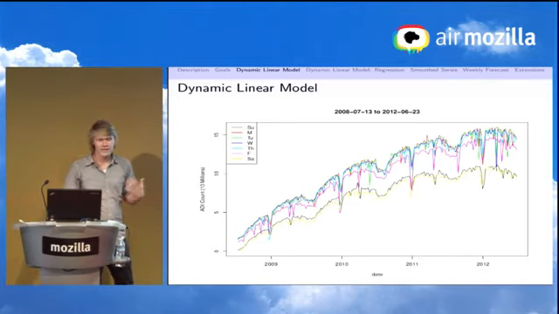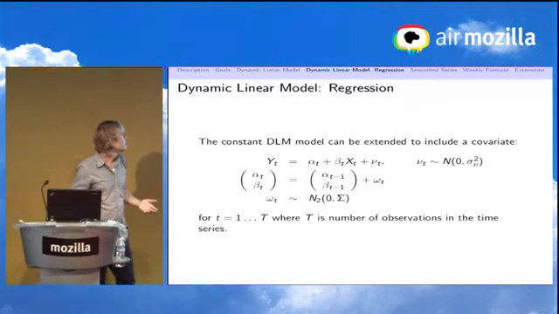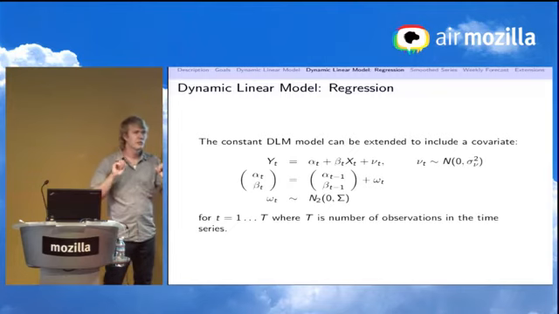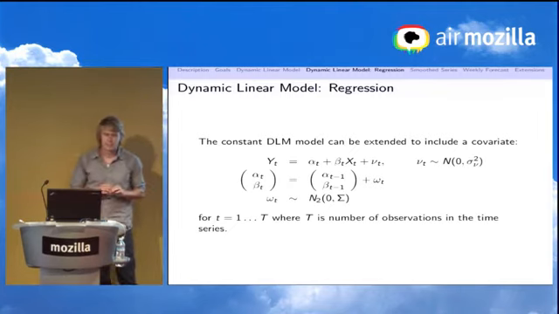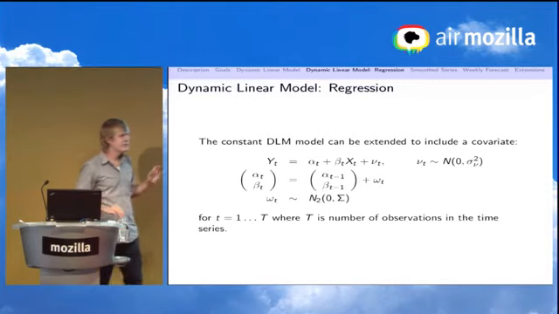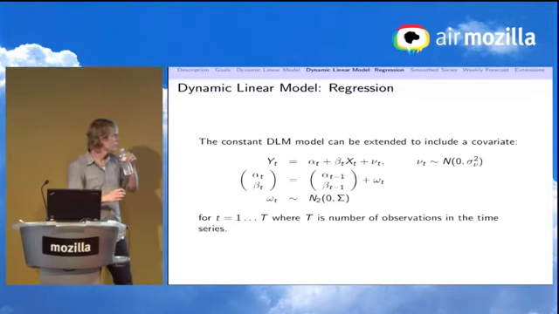This is going to lead us to the next step of our model, which is a dynamic linear regression, which allows us to include covariates. Very similar setup to what we had earlier.